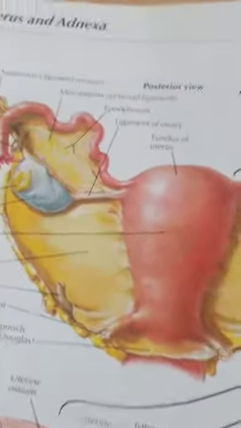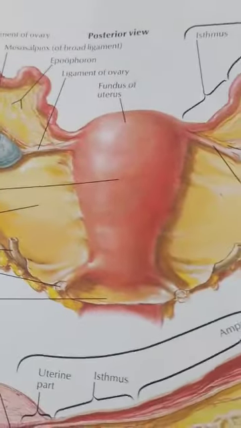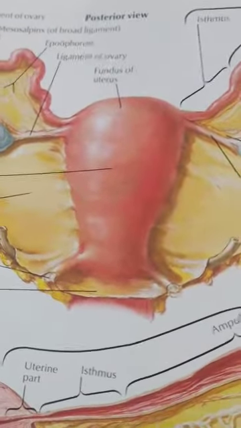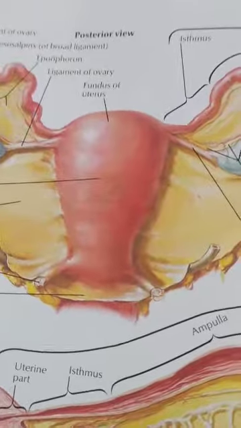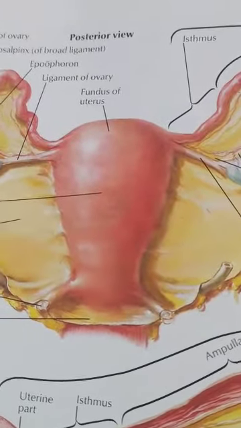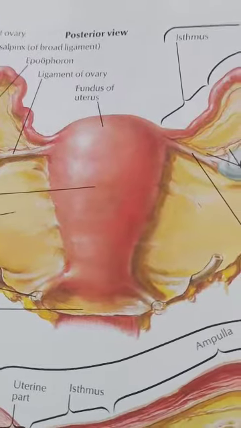These are the three peritoneal folds or false ligaments: the anterior ligament, the posterior ligament, and the broad ligaments.